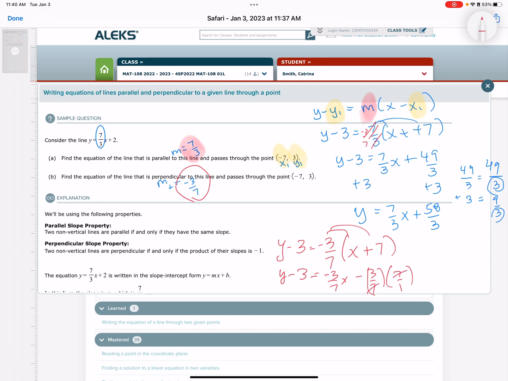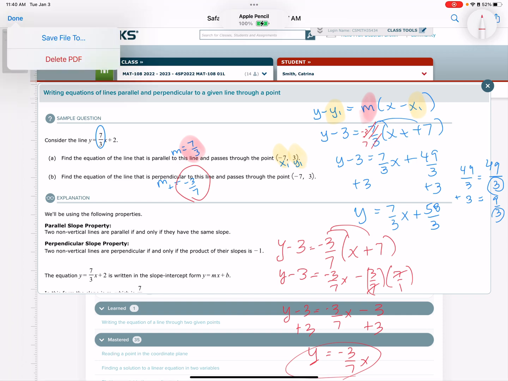Cancel nicely, and I get y minus 3 equals negative 3 over 7x minus 3. And then add 3 to both sides. Oh, this is really nice. y equals negative 3 over 7x plus 0. So that goes through the origin. Okay, and that's how you do it.